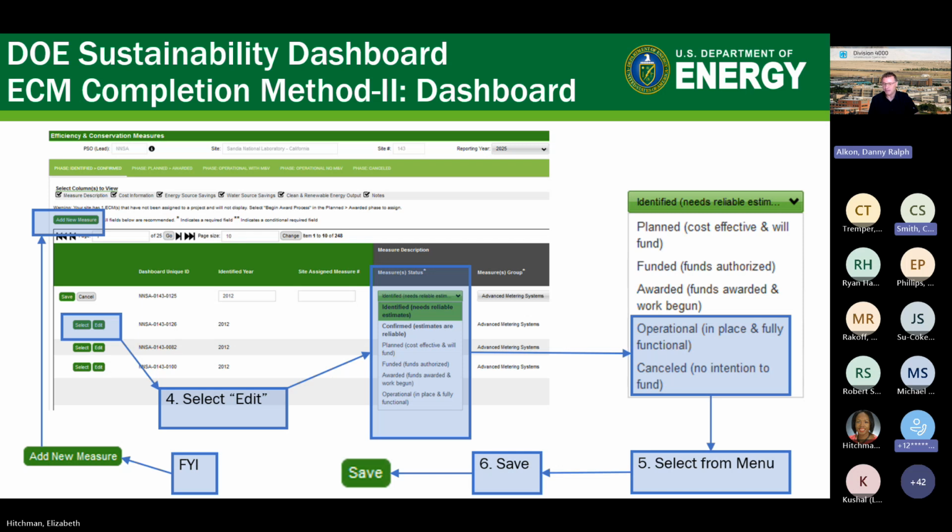And that's good if you have 1 or 2 or 3 ECMs that you have completed, not the bulk upload. Just a FYI, if you're a smaller site and you want to add a small number of ECMs, you can go through the dashboard and add those ECMs through the dashboard. Next slide, please.